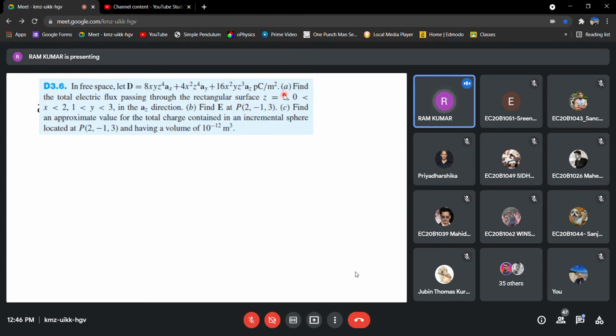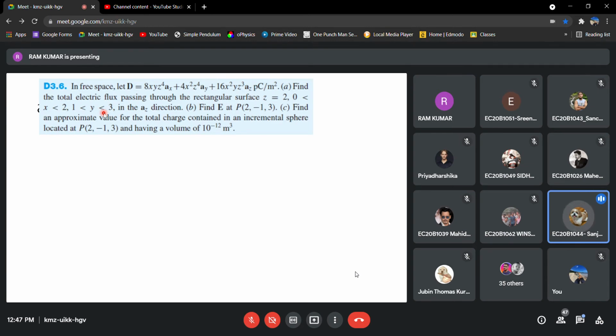Z is equal to a constant, and X varies from 0 to 2, Y varies from 1 to 3 in the a_z direction. I think we know clearly the electric flux is simply psi, which is equal to Q. How do we find it? They are given D vector, the electric flux density, and they are asking for the total electric flux passing through this rectangular surface, with x from 0 to 2 and y from 1 to 3. Do anyone have any idea? Any formula?